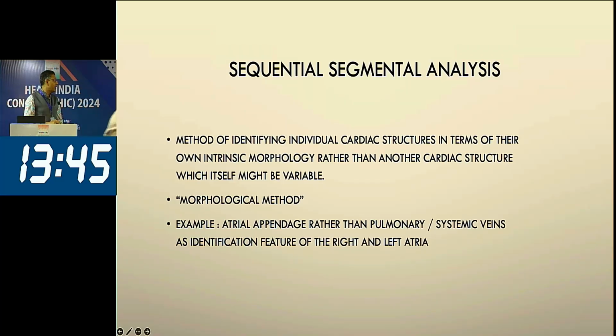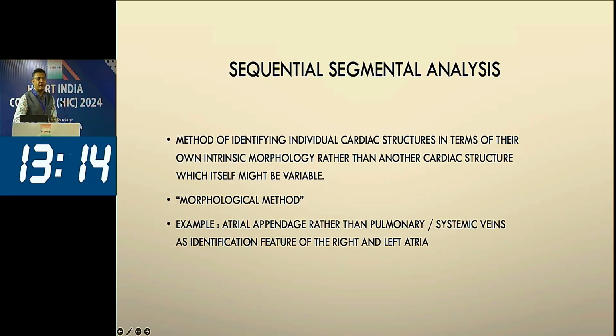This is the method of identifying individual cardiac structures in terms of their intrinsic morphology, a feature which is unique to that particular structure, rather than in relation to any other cardiac structure, which might itself be variable. So it is called a morphological method. For example, if you say the patient has 2 atria, one left and one right, and pulmonary veins are draining into the left-sided atrium, but is the pulmonary vein a fixed feature? The answer is no. Pulmonary veins are a variable feature.